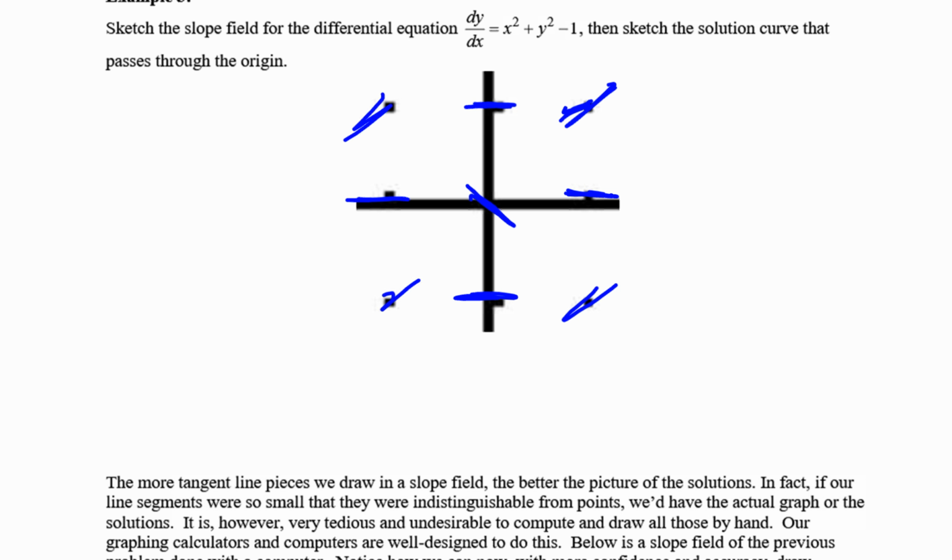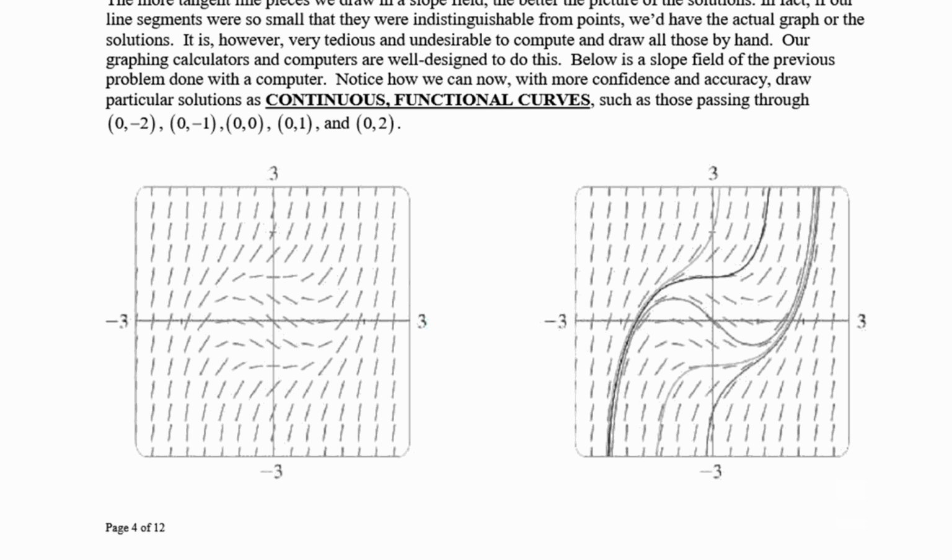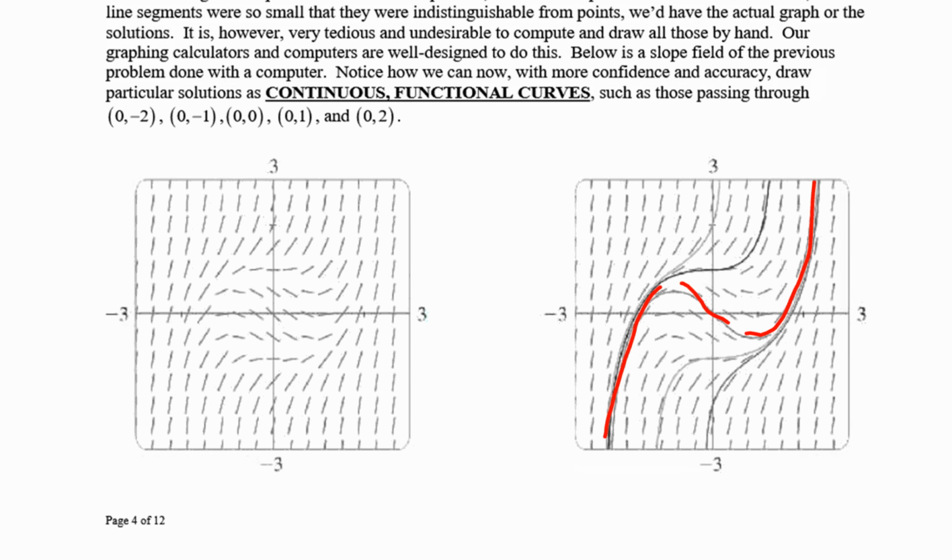All right, so now we're going to draw our solution curve that passes through the origin. Looks like we should go down this way and kind of curve back up. Okay, we're going to go up this way. All right, so maybe it would look something like this. And in fact, this is a little bit bigger slope field of that, and you can kind of see that curve building in there.